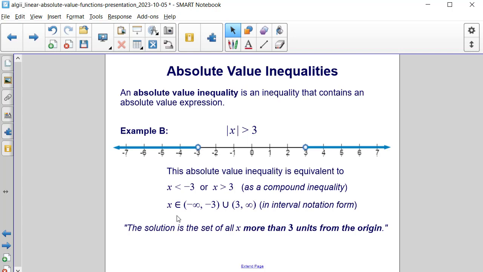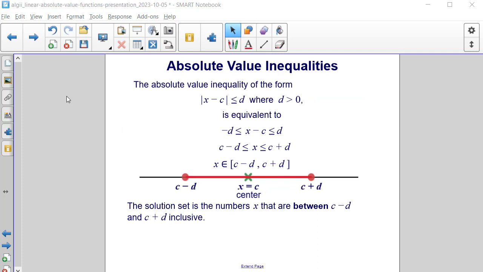It could also be written in interval notation as x is contained in the set of numbers from negative infinity to negative 3 in union with positive 3 to positive infinity. And the solution set is the set of all x values that are more than 3 units away from the origin.